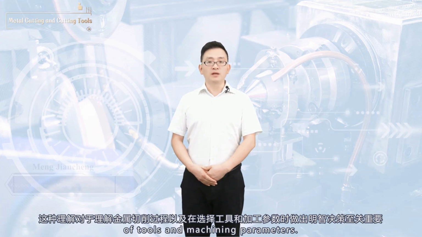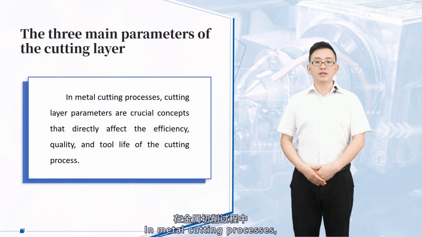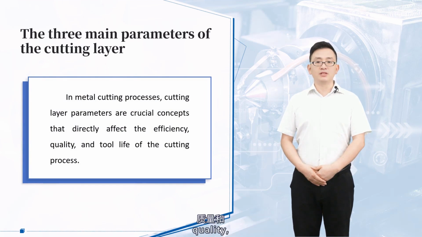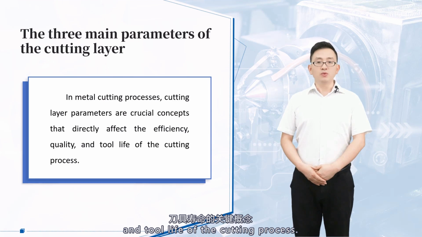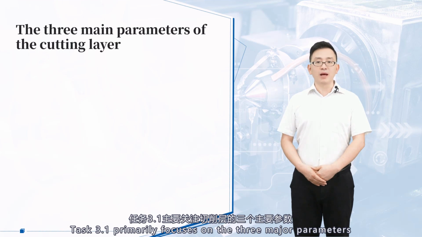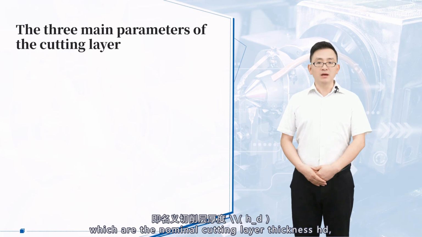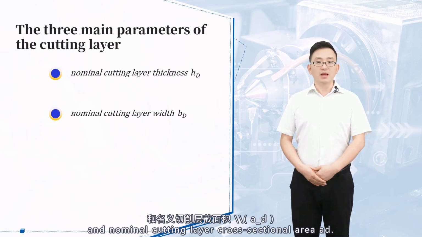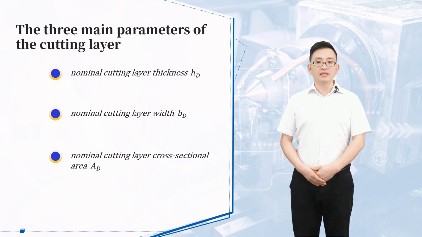In the metal cutting process, cutting layer parameters are critical concepts that directly affect the efficiency, quality, and tool life of the cutting process. Task 3.1 primarily focuses on the three major parameters of the cutting layer, which are the nominal cutting layer thickness, HD, nominal cutting layer width, BD, and nominal cutting layer cross-sectional area, AD.